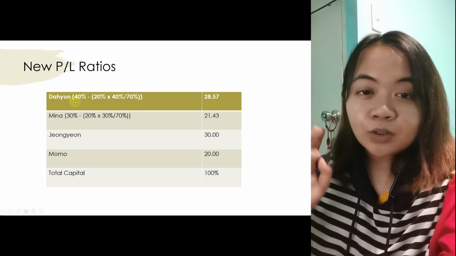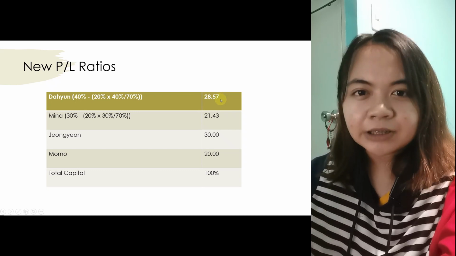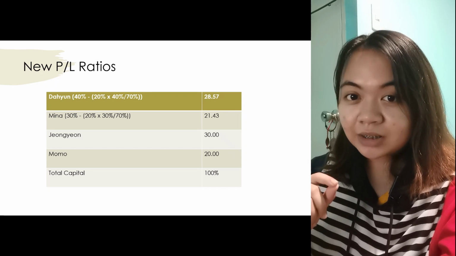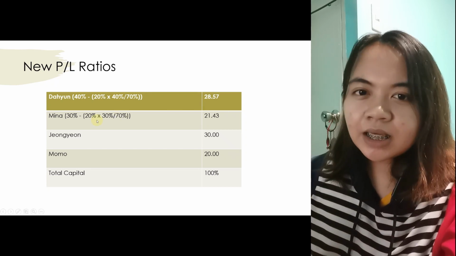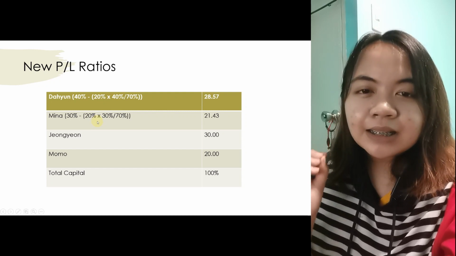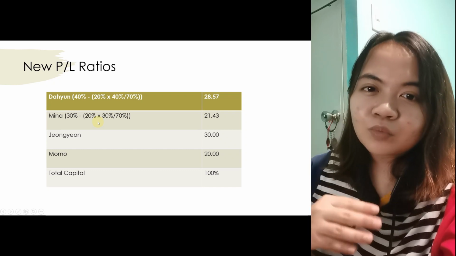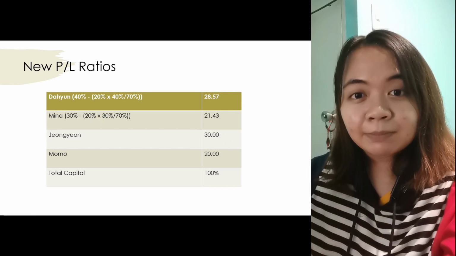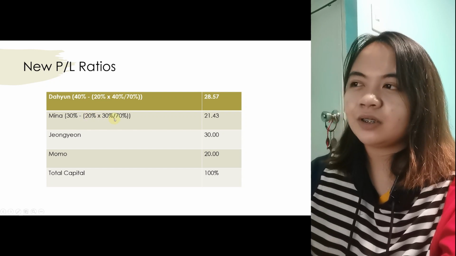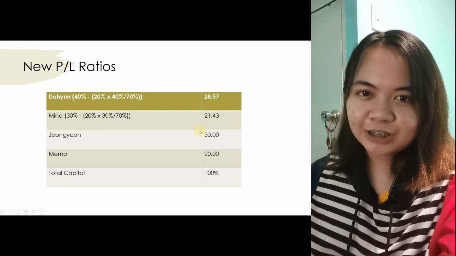Okay? Then, pag nakuha mo na yung sagot na yon, i-minus mo yon sa 40%, yun na yung bagong capital ratio ni Dayon, which is 28.57%. Okay? Ganon din ang gagawin kay Mina. The original capital balance minus yung naging share ni Mina doon sa binili ni Momong capital interest, which is 20%. Okay, 20% times 30% divided by 70%. Makukuha mo ngayon si 21.43%.